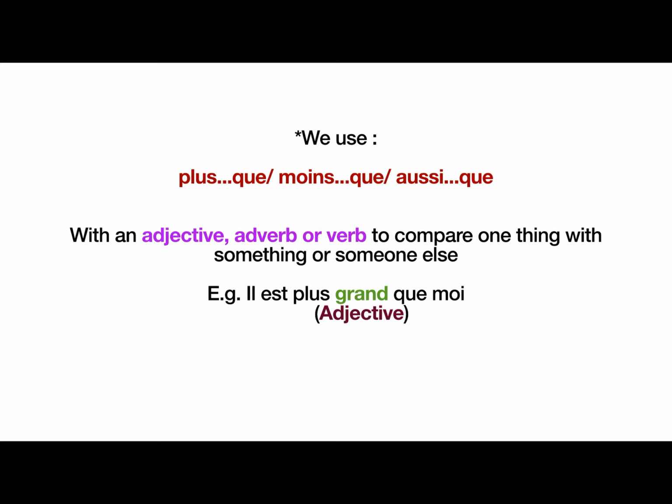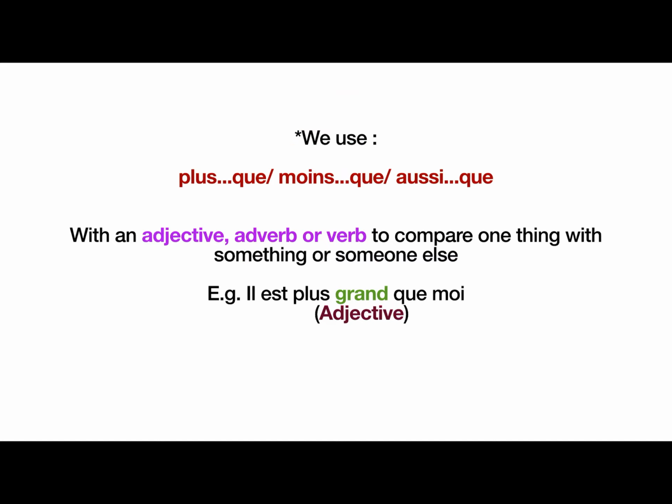So just to recap, plus que, moins que, aussi que are all used when we're comparing someone or something. So plus que, more than, moins que, less than, aussi que, as, something as. Now we usually use an adjective in between each of those expressions. You can use adverbs and verbs at times, but usually we slot an adjective in there. So look at my final example. Il est plus grand que moi. He is taller than me. He is more tall than me.